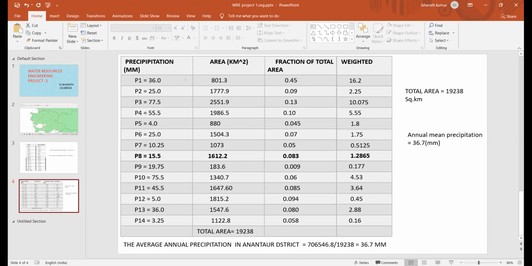This is the precipitation I have taken for the places, and the area and the fraction of the total area. Something is wrong. The numbers are too small. The place that I have taken has very low rainfall. I know Anantapur receives only 400 mm of rainfall, but you are saying it is receiving 40 mm of rainfall annually.